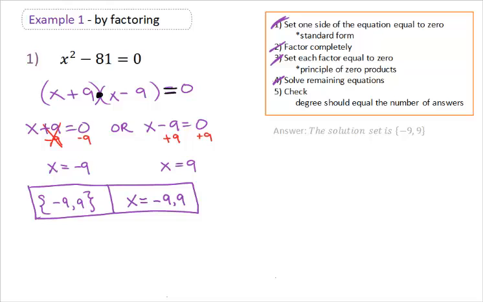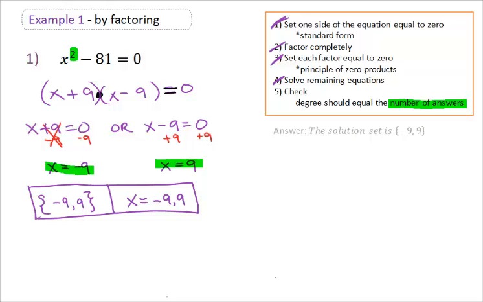Now, step number 5 says make sure you check. First, we need to check that we have the correct number of answers. This is a degree 2 problem, so we should have 2 answers, and we do. The second thing that we need to do is double check that each of those answers works out the way that it should. Now, in another part of this video, I will be checking these 2 answers, but I'm going to leave it as it is for right now.